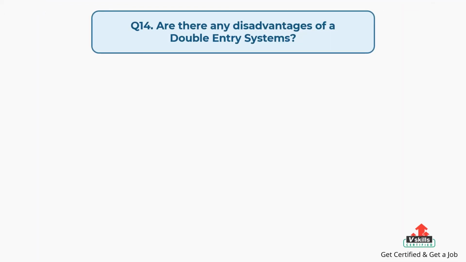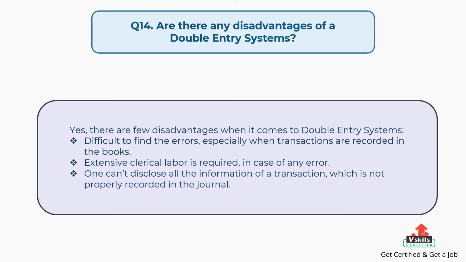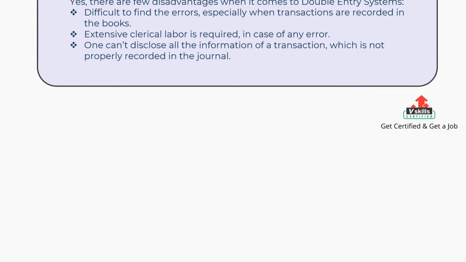Question number 14. Are there any disadvantages of a double entry system? The answer is, yes, there are few disadvantages when it comes to double entry systems. Difficult to find the errors, especially when transactions are recorded in the books. Extensive clerical labor is required, in case of any error. One can't disclose all the information of a transaction, which is not properly recorded in the journal.